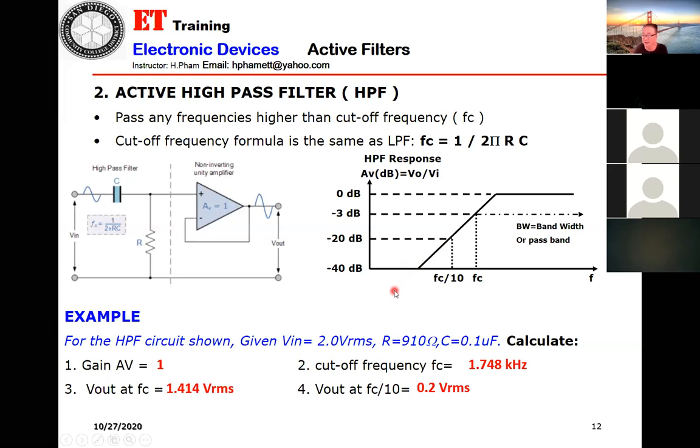Low pass passes low frequency. High pass passes high frequency. You get high pass, low pass, band pass, and band stop. That means they cover every signal that can be allowed to pass or not allowed to pass. If you don't have any more questions, we stop here.